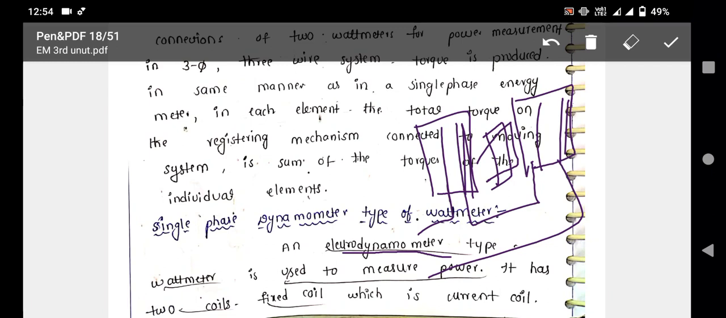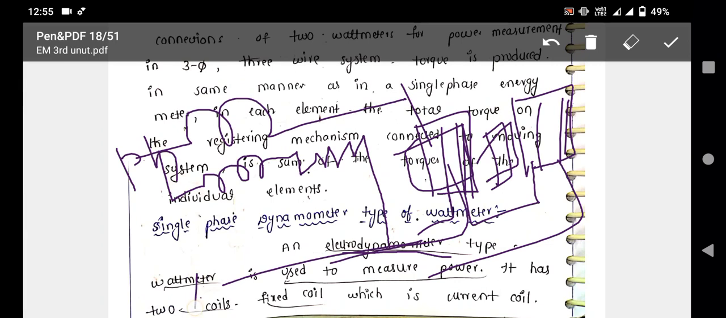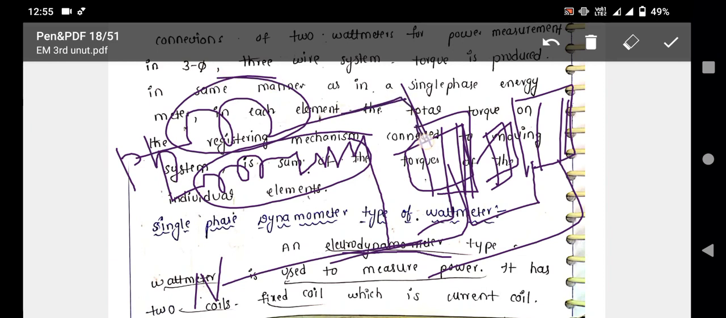In a wattmeter we have two coils: one is the current coil, and the other is the pressure coil. The pressure coil is connected across the voltage, hence it is known as the pressure coil. To measure power, the pressure coil is connected across the source, phase and neutral, or plus and minus. The current coil is in series with the load, and it is the fixed coil, whereas the moving coil is the pressure coil.